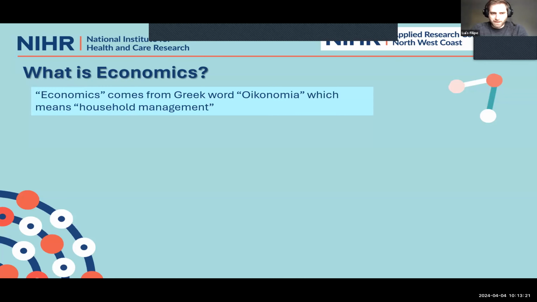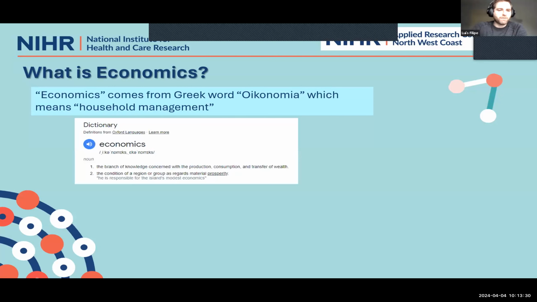So let's try to investigate what economics is. Let's go to Google. Let's write definition of economics and let's see what we can find. So the first we find in Google is the dictionary definition of economics, which says it is the branch of knowledge concerned with the production, consumption, and transfer of wealth. Well, while this is not incorrect, I believe this is not complete. So the main concepts for me at least are not here.